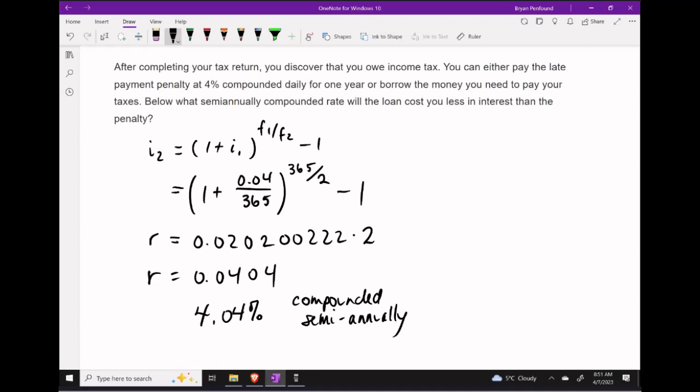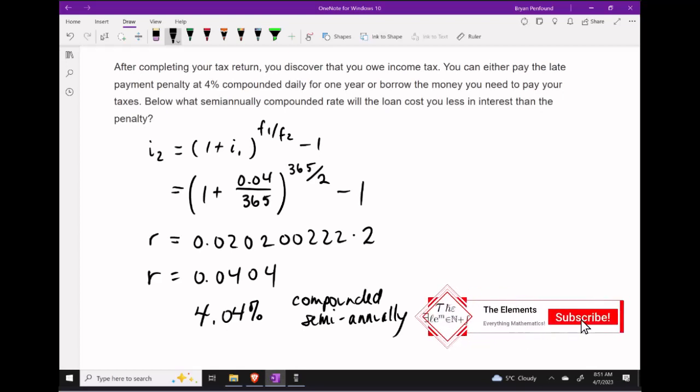So if we can find a rate that's lower than 4.04% compounded semi-annually, that's going to cost us less in interest over the span of 1 year.